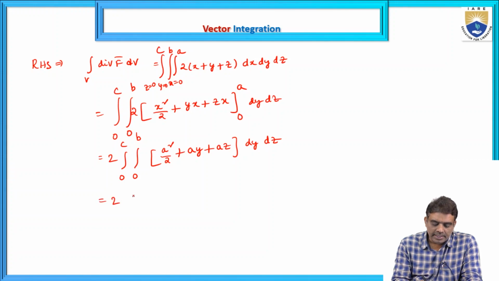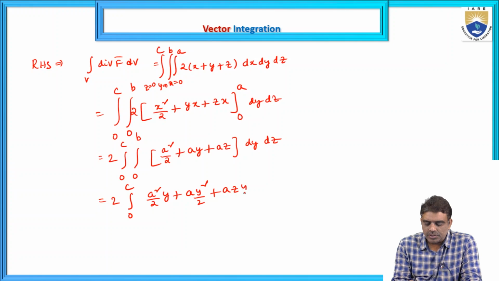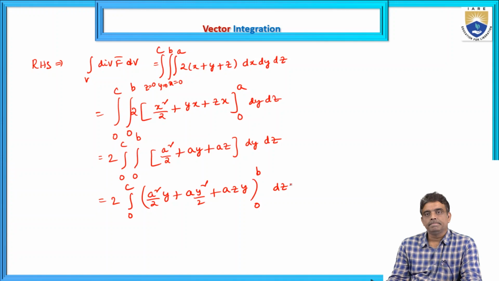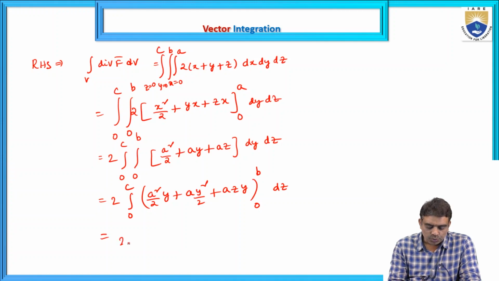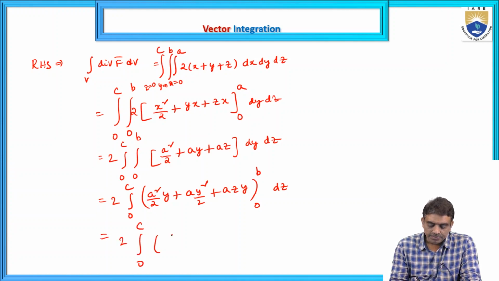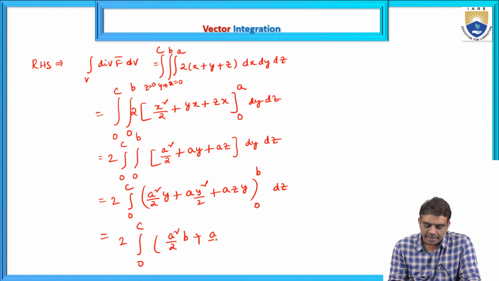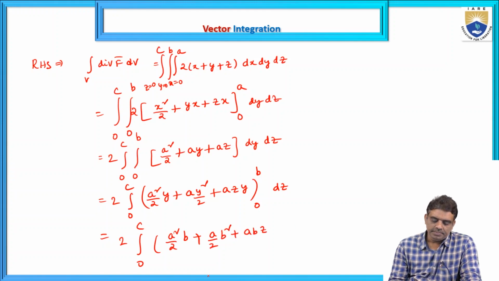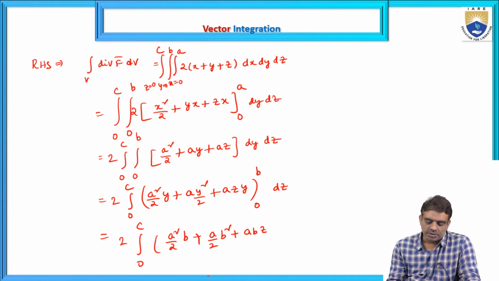Now on integrating with respect to y, a square by 2 y plus a y square by 2 plus a into z y between the limits 0 and b of dz. This is 2 into integral 0 to c of a square by 2 into b, plus a by 2 into b square plus ab into z, and all lower limits are zeros, of dz.